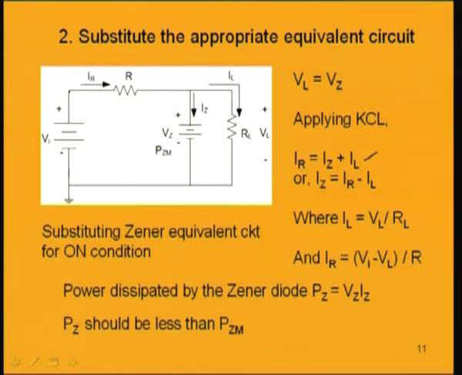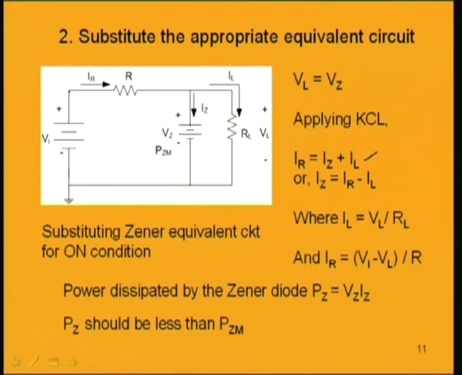And after knowing all these currents and also the voltages across the different components, we can also find what is the power dissipated by the Zener diode. So, the power dissipated by the Zener diode is the product of the voltage and current flowing through it. So, P Z equal to V Z, the voltage across this Zener diode, into I Z, the current flowing, will give you the power dissipated in the Zener diode, and it should be less than the maximum power dissipation capability of the Zener diode, which is P Z M. P Z M is defined. What will be that value? You know that. So, P Z should be less than P Z M.